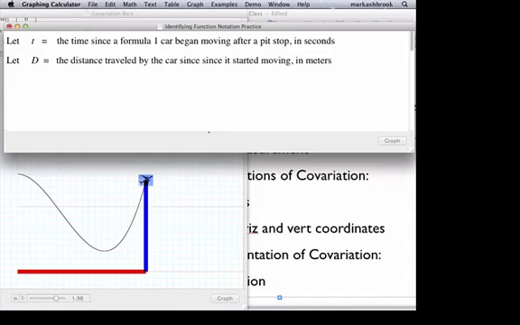First, let me point some things out here. Notice how specifically I've defined these variables. Do you see that I didn't say t equals time? That's important because there are different quantities of time that we could attach to the situation of a car leaving a pit stop. So you have to be very specific when you define a variable. This is the time since the Formula One car began moving from the pit stop. And notice also that I labeled it with a unit, in seconds.